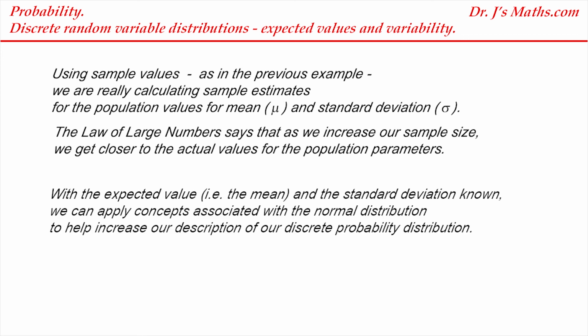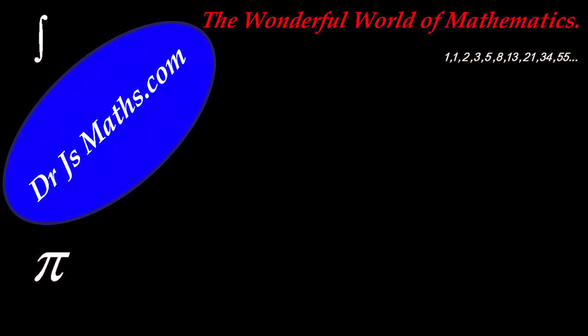With the expected value, i.e. the mean, and the standard deviation known, we can apply concepts associated with the normal distribution to help our description of our discrete probability distribution, and we'll deal with that in the normal distribution section. So these are the main approaches you need to calculate expected values given a discrete random distribution. In the next probability videos, we review continuous probability distributions and then normal distributions.